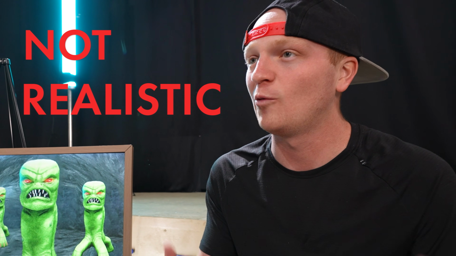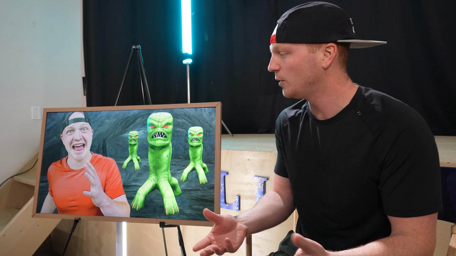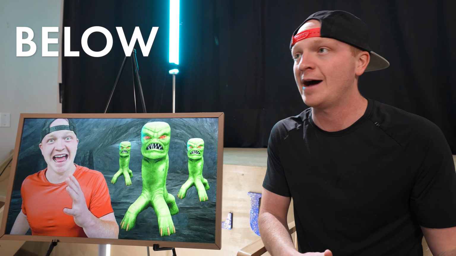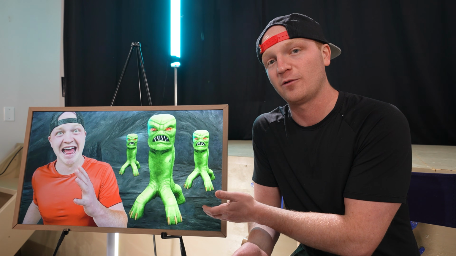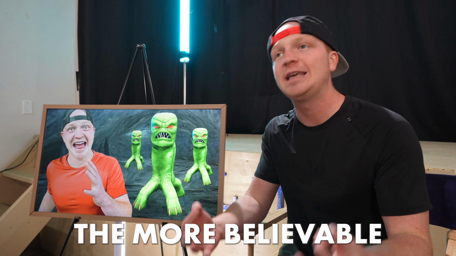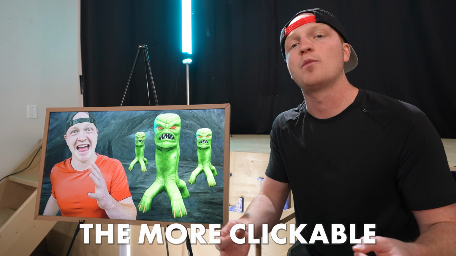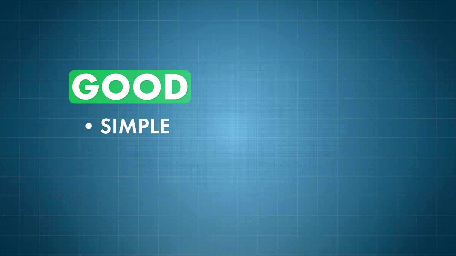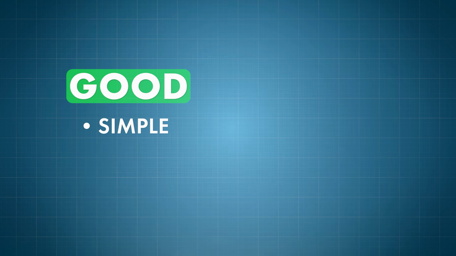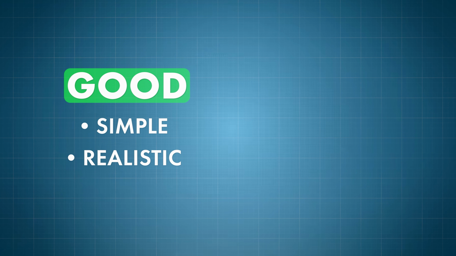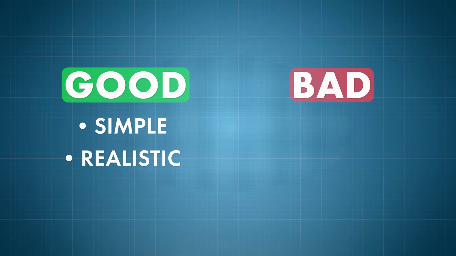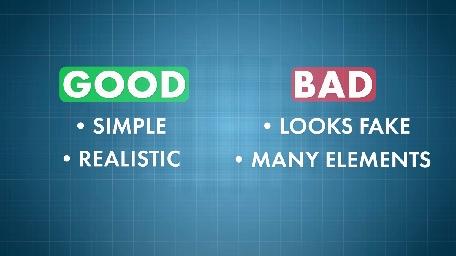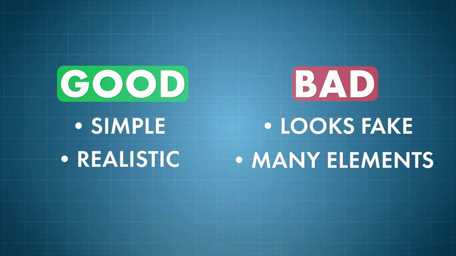And because it wasn't realistic and it doesn't look real, a lot of people didn't want to click on this video, which resulted in a below average CTR rate for our channel. I always like to say the more believable your thumbnail is, the more clickable your thumbnail is. So a good YouTube thumbnail is simple with only 2 or 3 elements, and it's also realistic. While on the other hand, a bad thumbnail looks fake and it has too many elements, so you get confused when looking at it.